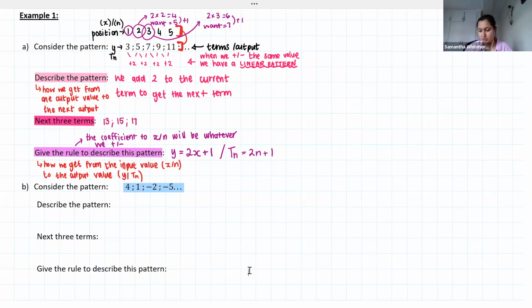You guys remember, put your answers in the chat as you get them. So once you know what's going on, put your description in, and then your 3 terms, and then your rule.